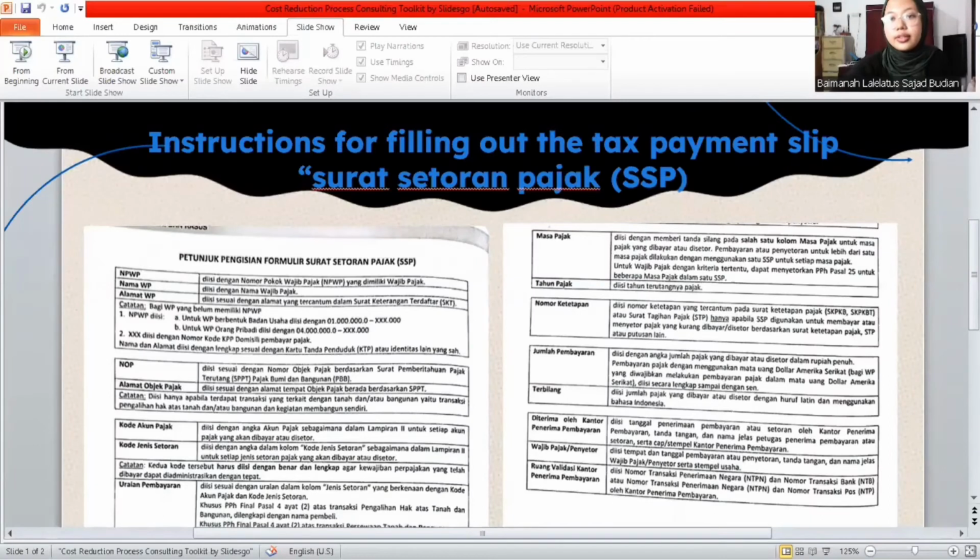Okay, so in here we are going to talk about the instruction for filling out the tax payment letter, or surat setoran pajak. I already put some of the columns that you can find in SSP, with some details beside every column, and you just write it. But there are so many columns that you can find in SSP, and there are NPWP, nama WP, alamat WP, NOP or nomor objek pajak, alamat objek pajak, kode akun pajak, etc. There are so many columns there.